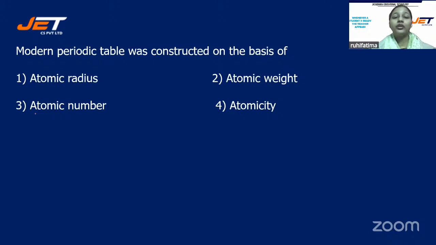Next question. Modern periodic table was constructed on the basis of, and your options are number one, atomic radius, option number two, atomic weight, option number three, atomic number, or is it option number four, atomicity? Hurry up, students. Modern periodic table was constructed on the basis of atomic radius, atomic weight, atomic number, or atomicity. Only 20 seconds to answer every question. Hurry up.